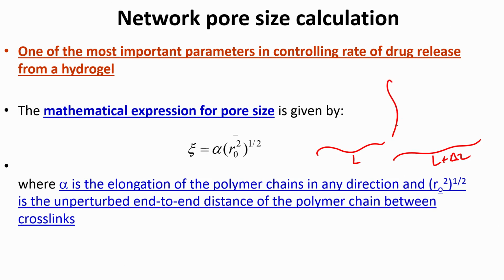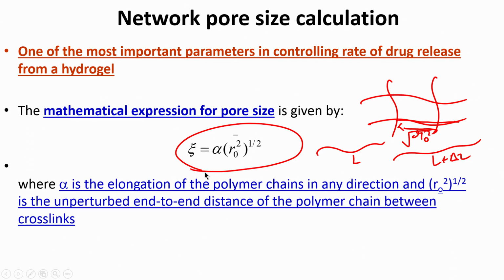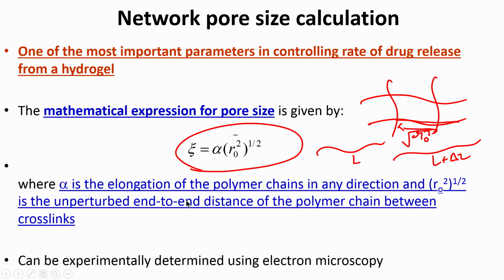So, if I make these cross links, this distance is r naught, and to make sure the signs are not changing, this is the square root of r naught squared. Essentially this can then elongate as the swelling happens and increase further, and that is how you can define the pore size here. One way you can measure it is through microscopy, it could be electron microscopy or some other form of microscopy, to determine the distance between these two units.